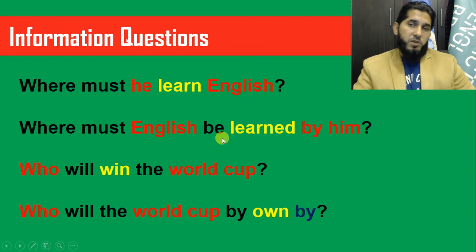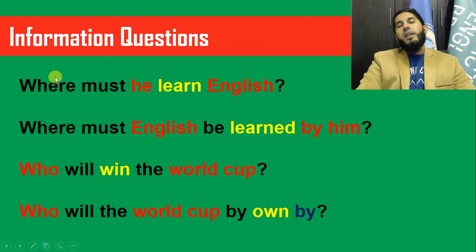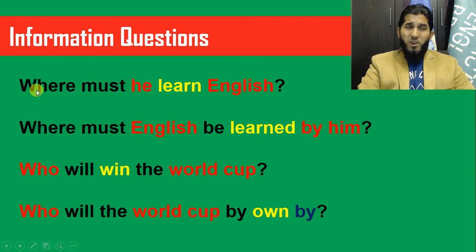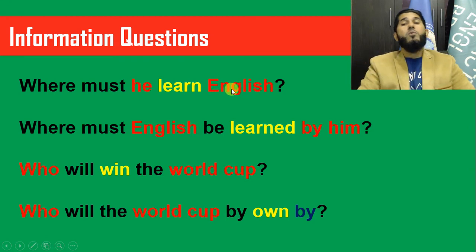Information questions or WH questions. So at the beginning of your sentence, you bring the WH question word and then the modal auxiliary word, whatever that is, must, could, may, might, and then the subject he, and then the main verb in base form, and then the object, and then if you have anything else, that will be the rest of the sentence. So how do you change it?